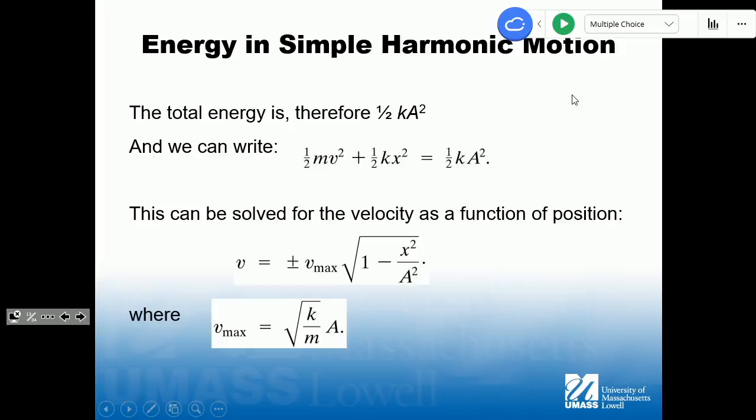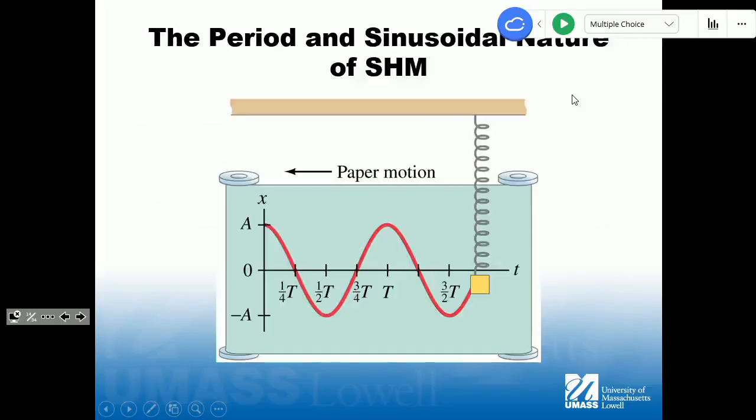It depends on k. The higher the k value, the stiffer the spring, so the faster the thing is moving around equilibrium, at equilibrium, because there's a larger restoring force trying to bring it back. The larger the value of m, the slower it gets, because the larger the value of m, the more inertia it has. A lot more force is then expended in turning it and then speeding it up. And A, of course, is the amplitude.